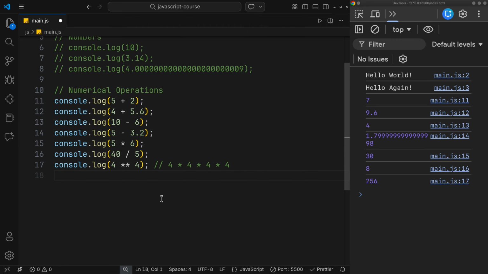You can do this exponentiation operation with any sort of numbers. Basically, if I do 5 to the power of 4, we are getting 625. So it is saying 5 to the power of 4.